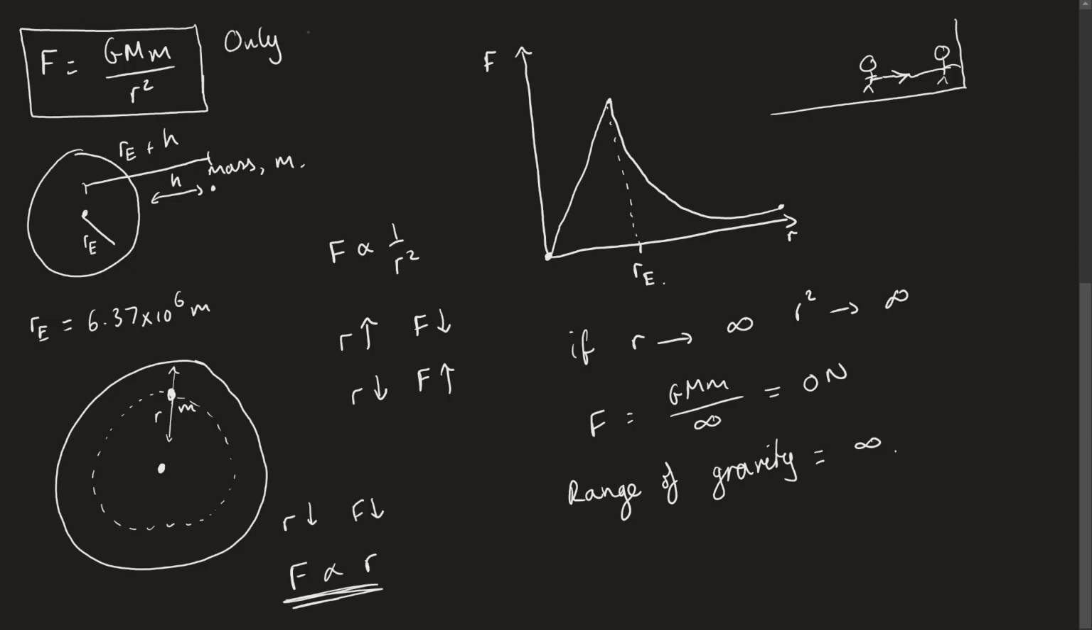So this only holds when outside the Earth, or let me just say outside the mass. Because it doesn't always have to be the Earth, but it only holds true when you're outside, because only in this region here is F proportional to 1 over r squared. As we just said, in this region, F is proportional to r.